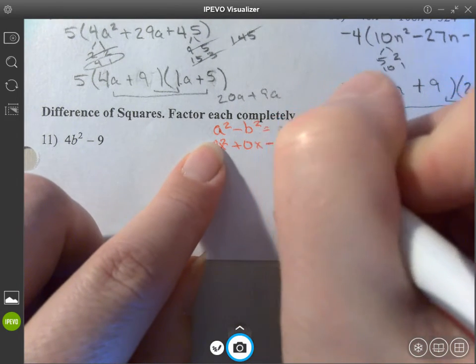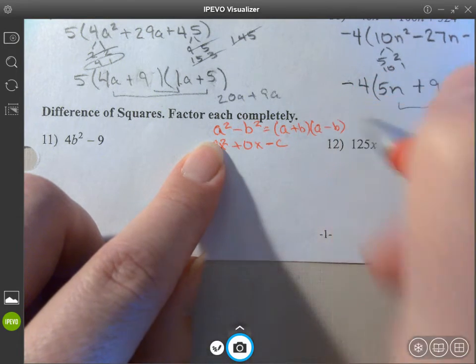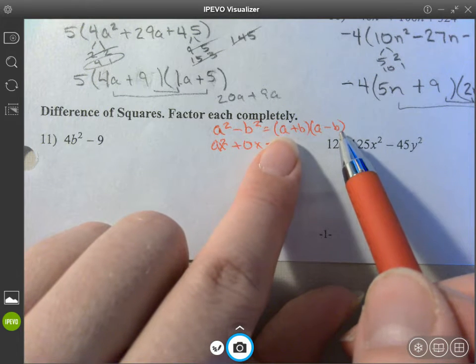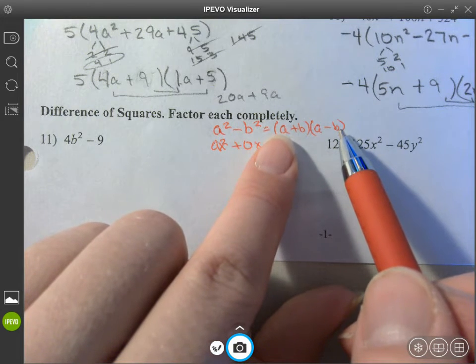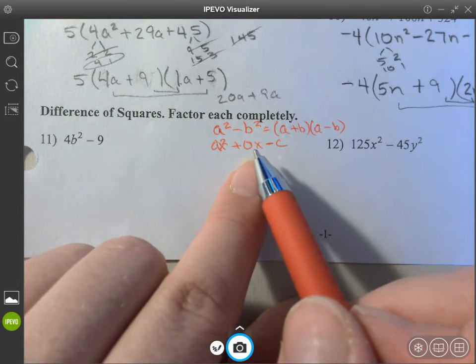And this factors down to be a plus b and an a minus b. That's where you get the a squared. That's the negative b. And because you have one positive and negative, the outside is a negative ab and the inside is positive. And that's why it cancels out to that 0 in the middle.